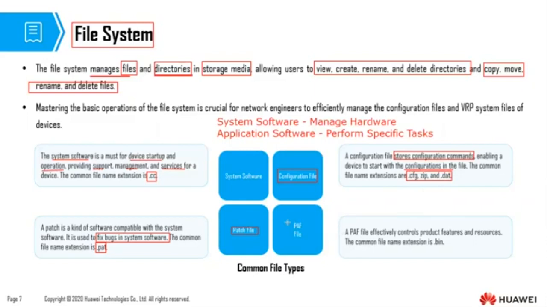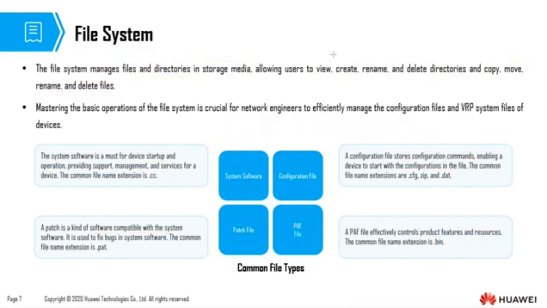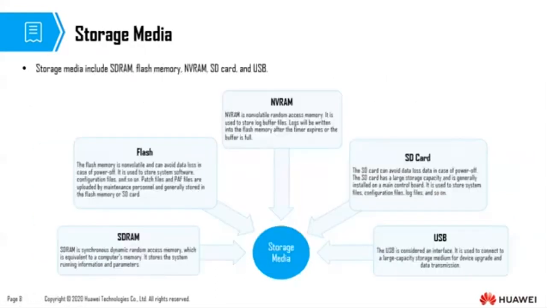Then the last type of file is what we call the path file. The path file controls product features and resources. They normally end with a .bin. Path files are specifically used for updating and upgrading the system software most of the time. So those are the 4 types of files we're looking at here. But your router will have other important files, such as the license files, which you might also need to upload in order for your device to work. So don't forget about the license file too.